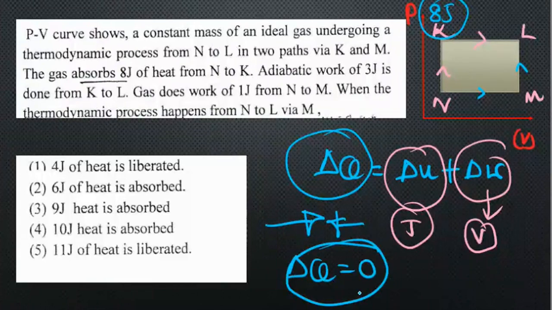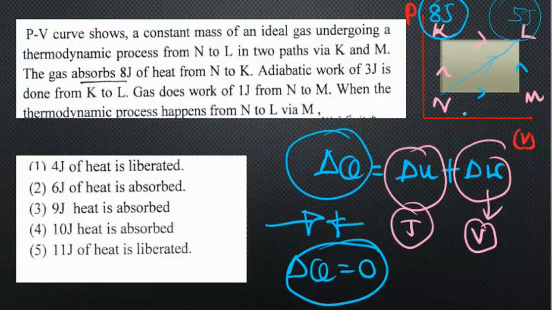Then if heat exchange with the external environment is 0, then to do the work, internal energy has to be used. So 3 joules will have to be subtracted from internal energy. Then the total internal energy change up to L, we can take as 8 minus 3, 5 joules. So we can assume N to L delta U is 5 joules.